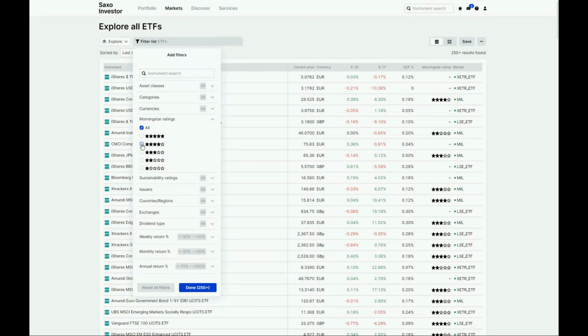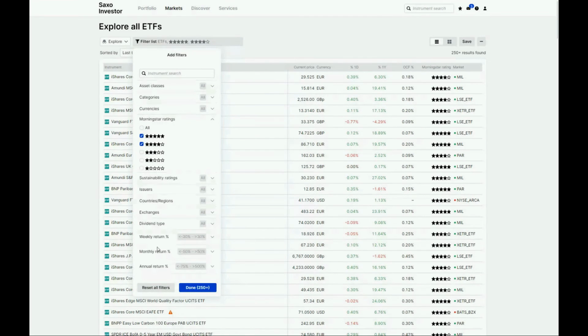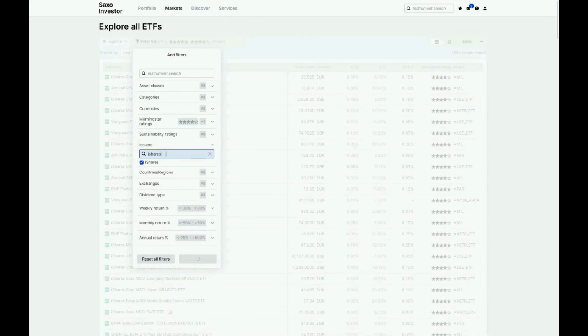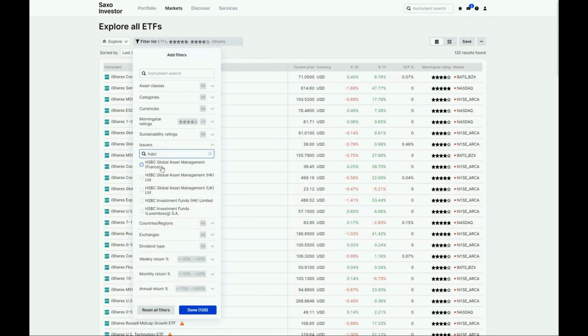So let's say we want to filter for Morningstar ratings that are only four-star and five stars. Okay, we still have more than 250 ETFs here. I want to list out all US ETF issuers here. I like the idea of iShares, which Alexander just mentioned. I like the idea of HSBC, which Alexander also mentioned. So I'll click some of these off. Probably not Hong Kong. Okay, now we have 120 left.